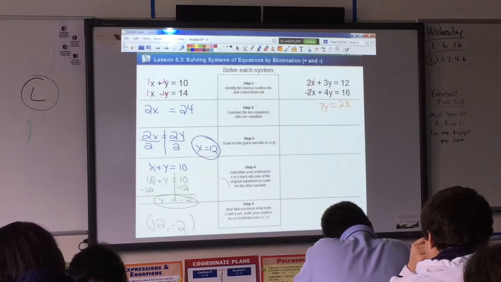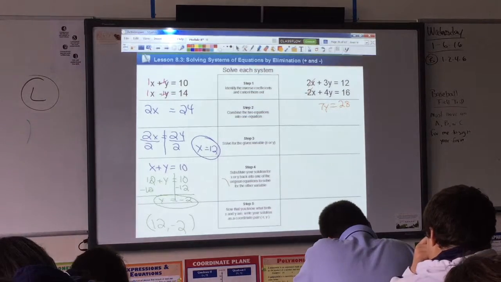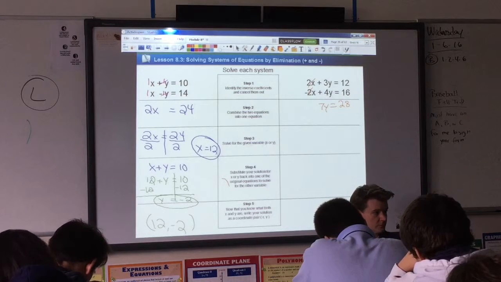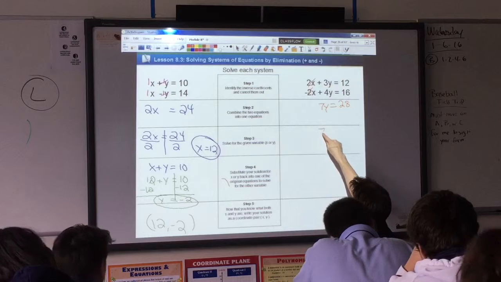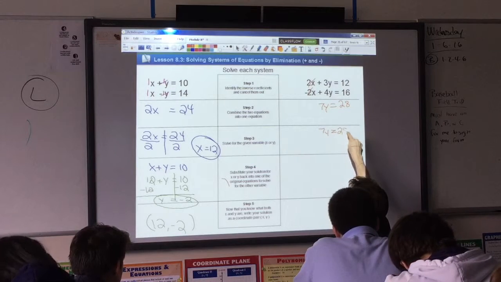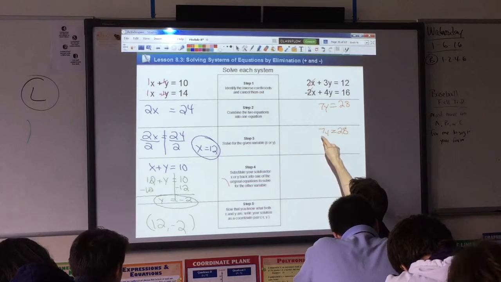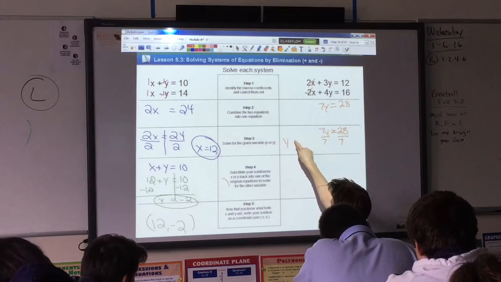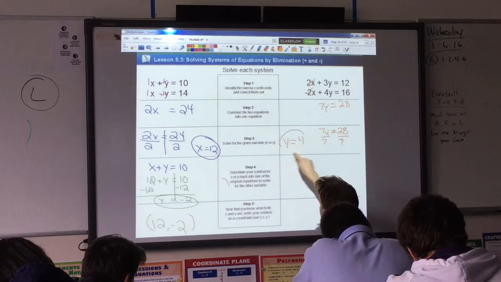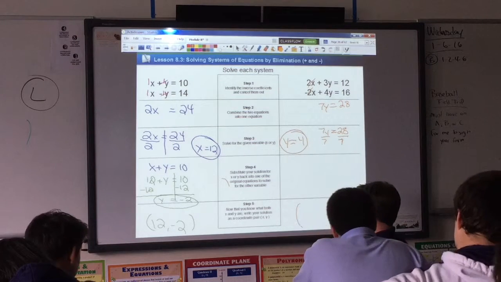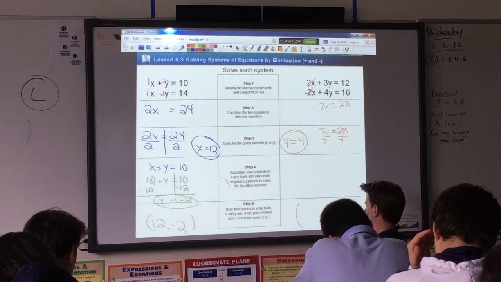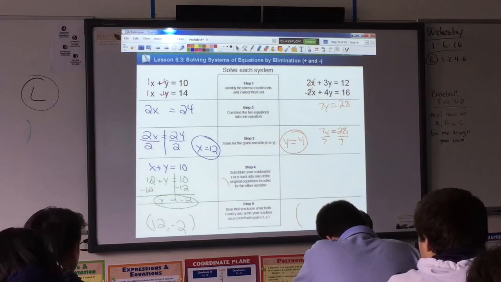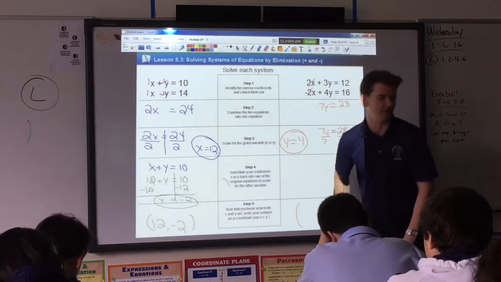Fiamma, yes. What's the next step? Solve that equation. So I have 7y equals 28. And how would I solve that? You divide both sides by 7. I divide both sides by 7, and that's going to give me the first half of the answer, y equals 4. That's the first half. So I know that in my coordinate pair, the y value is going to be 4. What do I have to go find now? The x value.